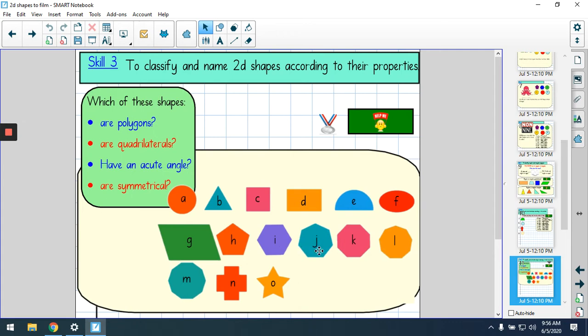J is a polygon and it is symmetrical. K is a polygon and it is symmetrical. L is a polygon and it is symmetrical. M is a polygon and it is symmetrical. N is a polygon, does not have any acute angles, but it is symmetrical. And finally, O is a polygon. It does have acute angles and it is symmetrical.